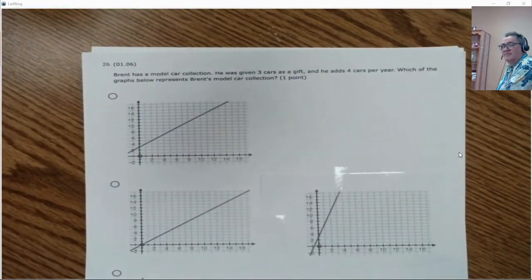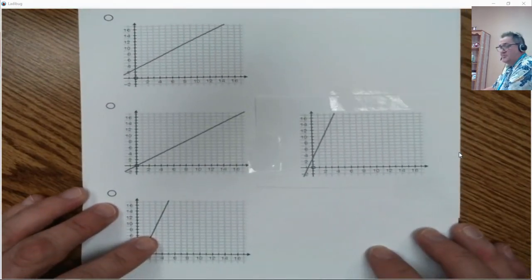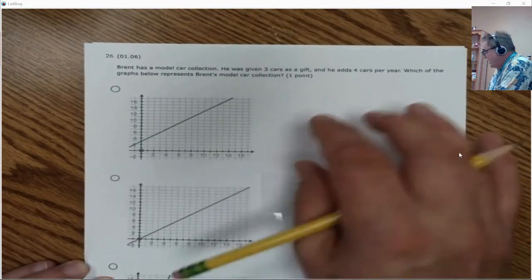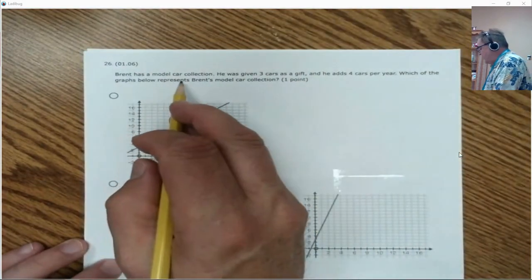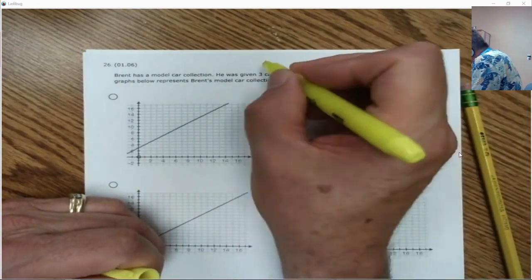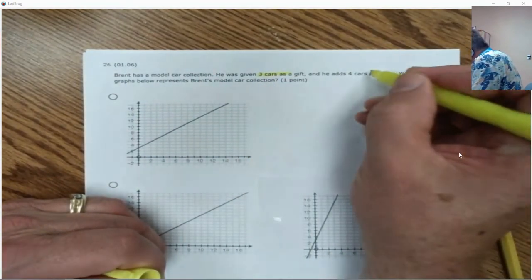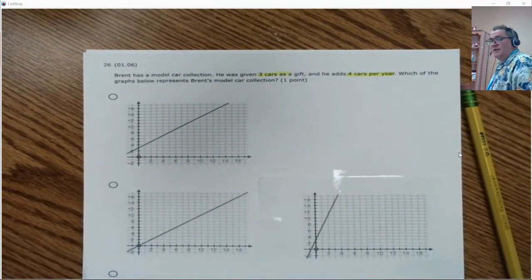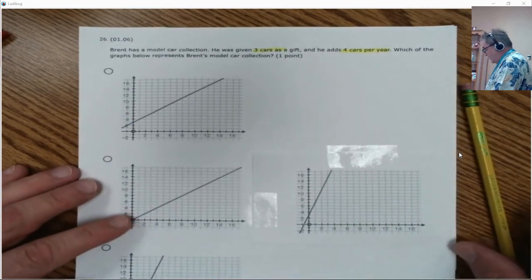All right, 2 problems left, and there are these graphs. This was on another page, so I cut it off and taped it on this page so we can look at them all at the same time. Brent has a model car collection. He was given 3 as a gift. So he started out with 3, right? 3 cars as a gift, and then 4 per year. So which represents his model car collection?